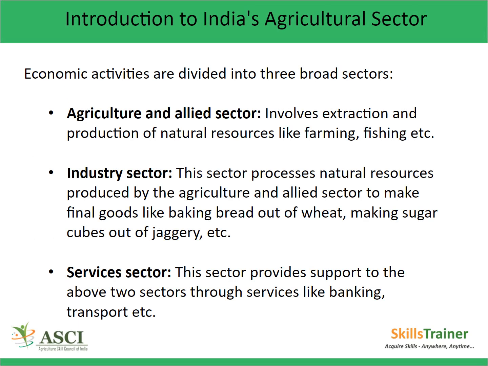Introduction to India's agricultural sector. Economic activities are divided into three broad sectors: agriculture and allied sector, industry sector, and services sector. Agriculture and allied sector. It involves extraction and production of natural resources like farming, fishing, etc. Industry sector. This sector processes natural resources produced by the agriculture and allied sector to make final goods like baking bread out of wheat, making sugar cubes out of jaggery, etc. Services sector. This sector provides support to the above two sectors through services like banking, transport, etc.